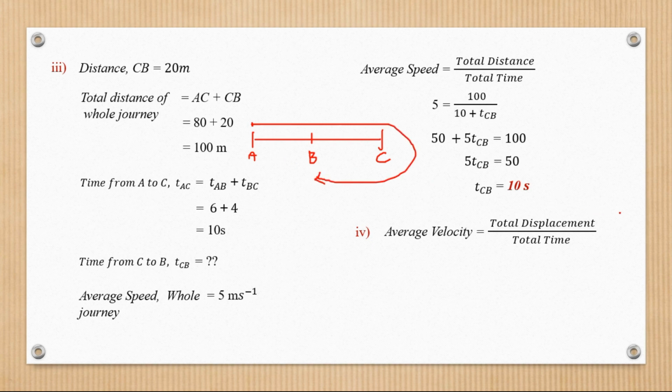So now what happens with displacement is we are looking at the distance from the original point where he started from. So he started from A and ended at B. So that means total displacement is this distance AB. Alright, so that's how we're going to find total displacement. And of course, we know that the distance AB is equal to 60. And then the total time taken for the whole journey is equal to 20. That is because we've just found that TCB is equal to 10, and of course, 10 plus these other times is equal to 20. So therefore, average velocity is going to be equal to 3 meters per second.